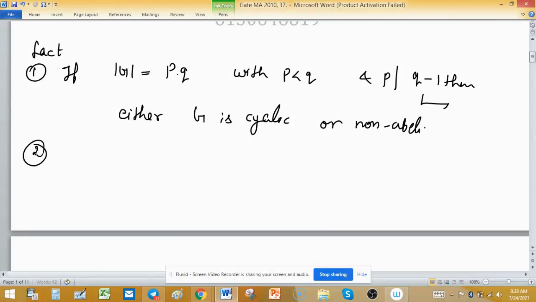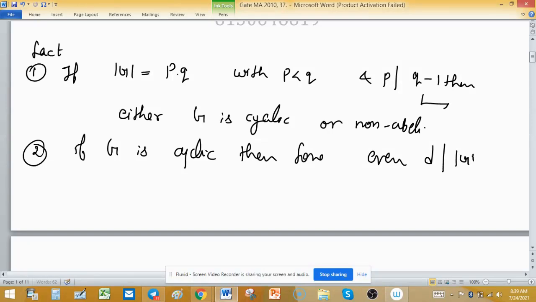Fact 2 is, if G is cyclic, then for every divisor d which divides the order of G, there exists a unique subgroup of order d. This is fact 2.